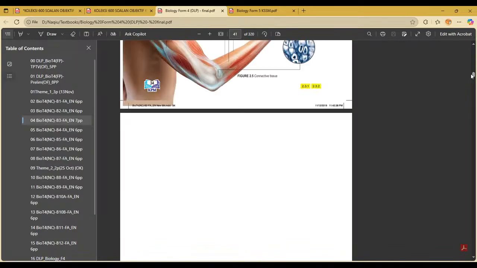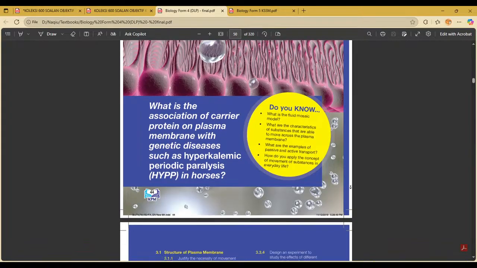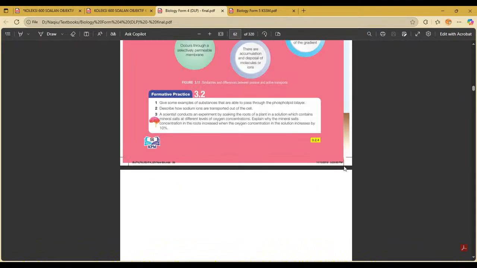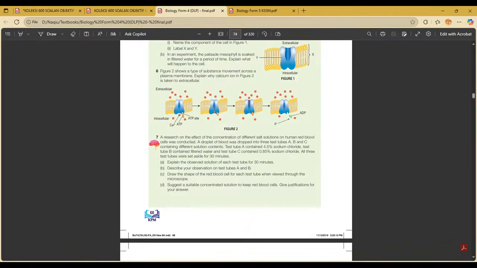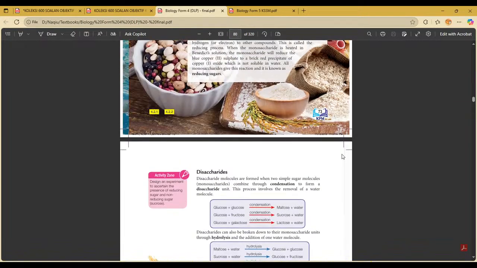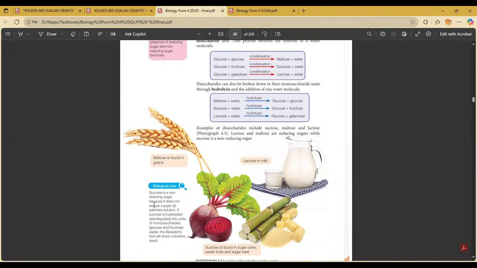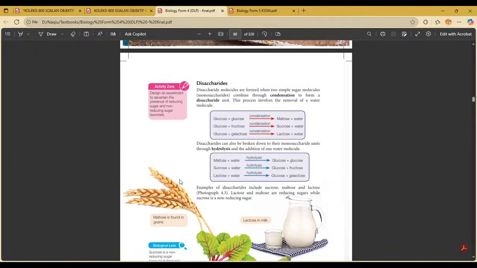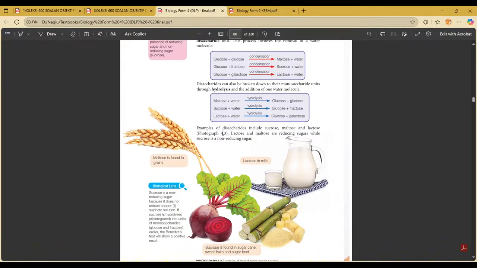What does it say about reducing and non-reducing sugar? Chapter 4. Or is it 5? I don't remember. Sucrose is a non-reducing sugar. Yeah. Lactose and maltose are reducing sugars.